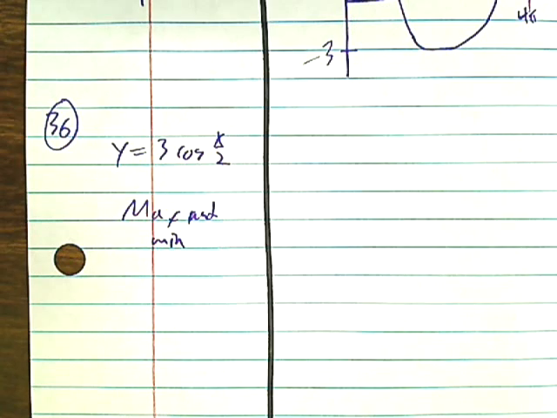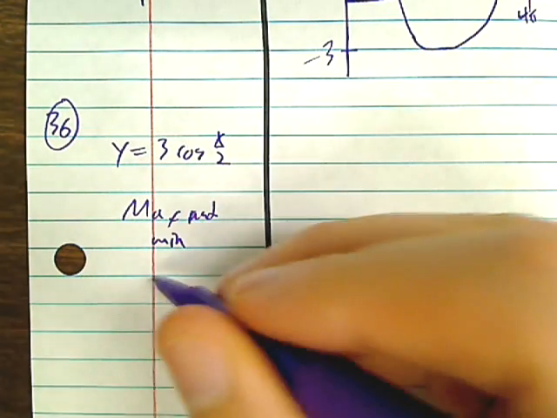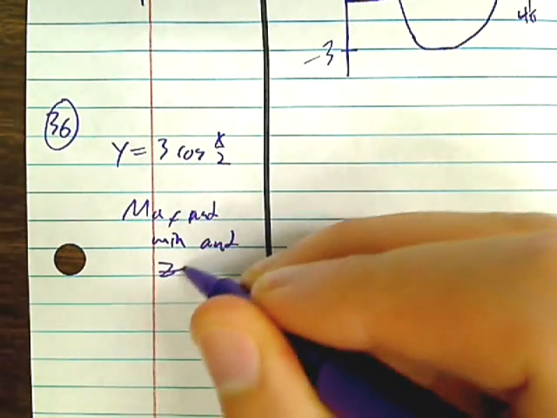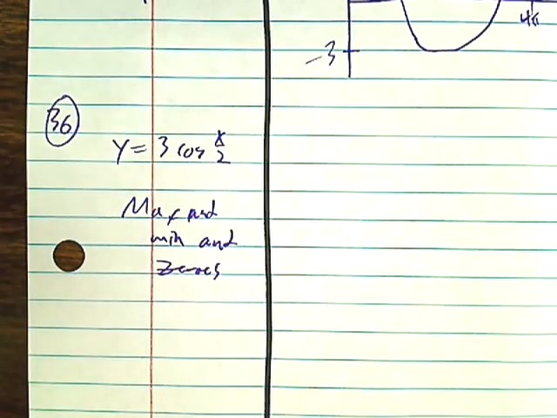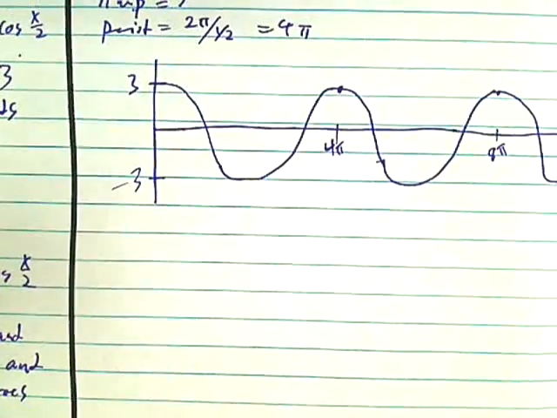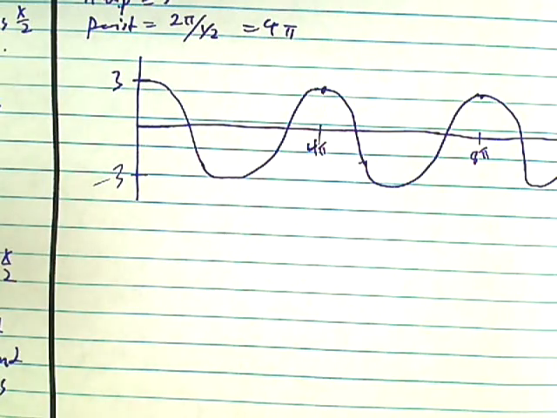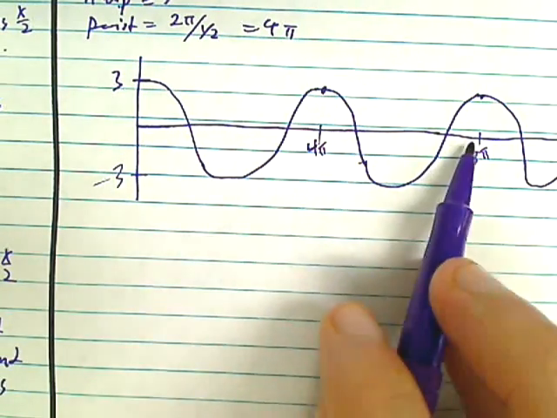Number 36 says, identify maximum, minimum, and zeros. Okay, so the maximum and minimum should be blatantly obvious. The zeros are where the line hits the x-axis.